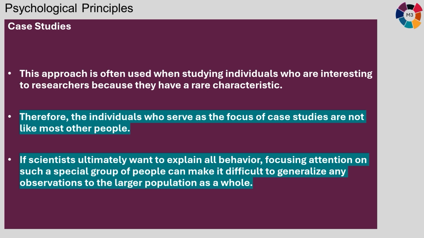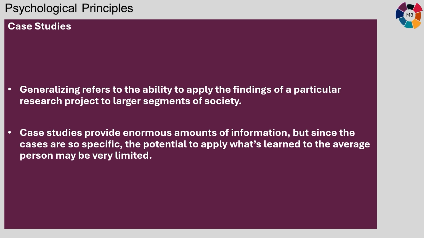If scientists ultimately want to explain all behavior, focusing attention on such a special group of people can make it difficult to generalize any observations to the larger population as a whole. Generalizing refers to the ability to apply the findings of a particular research project to larger segments of society. Case studies provide enormous amounts of information, but since the cases are so specific, the potential to apply what's learned to the average person may be very limited.